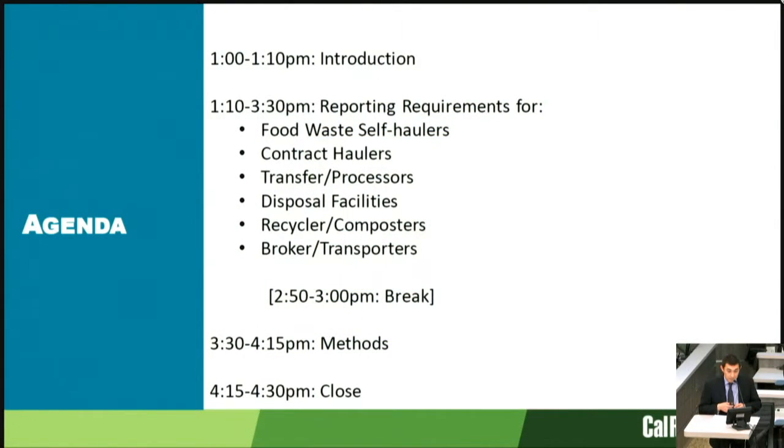Roughly on schedule here, just to preview the rest of the agenda. From about now until 3:30, we have the floor open to discuss these reporting entity types: food waste self-haulers, contract haulers, transfer processing facilities and operations, disposal facilities, recycling and composting facilities and operations, and brokers and transporters. About 2:50, we'll take a short afternoon break and pick back up at 3.